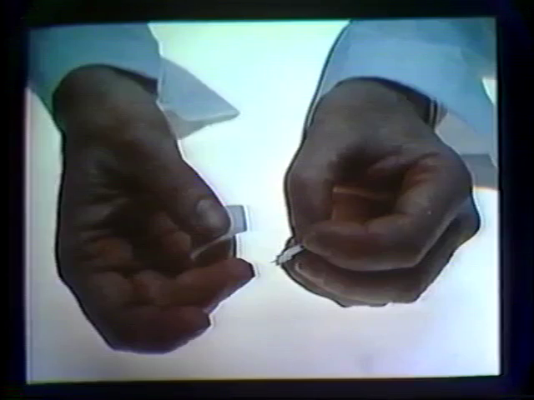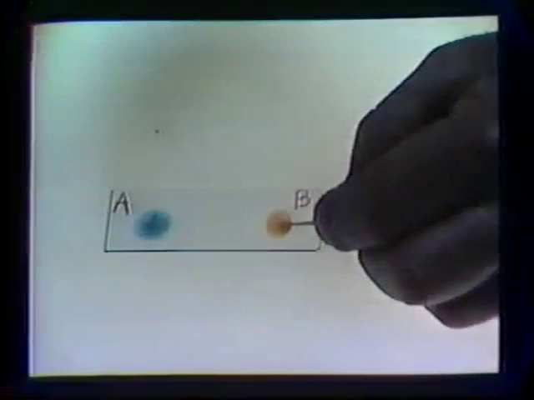Next, the finger is wiped with a sterile pad and pricked with the lancet. Ouch! Oh, that didn't hurt. Yes, it did. The first drop of blood is wiped away with a pad. The second drop is picked up on a toothpick and stirred into the anti-A serum. The next drop is picked up with another toothpick and stirred into the anti-B serum.